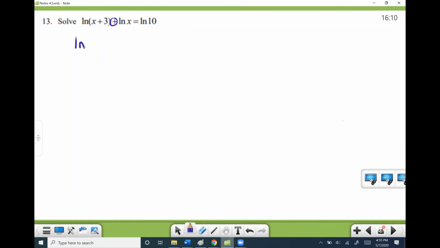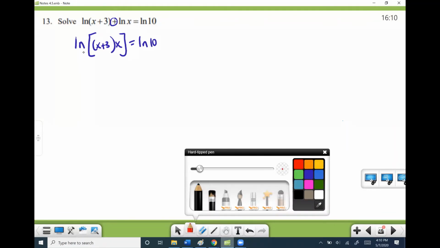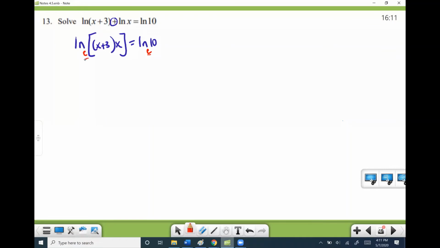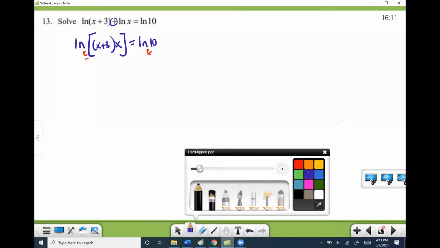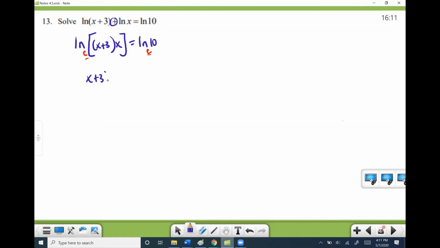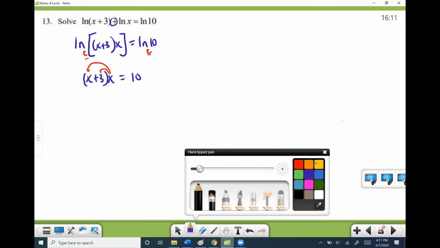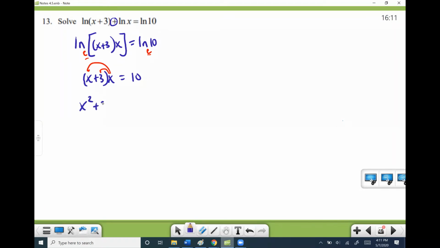Yep. So I'm going to take the x plus 3, and I'm going to multiply it by the x. Okay. And these have the same base. They both have base e, their bases match. So we're going to use the equivalence property to say that x plus 3 times x has to equal 10. We're basically going to take the logs away. Okay, let's solve this. So x squared plus 3x.